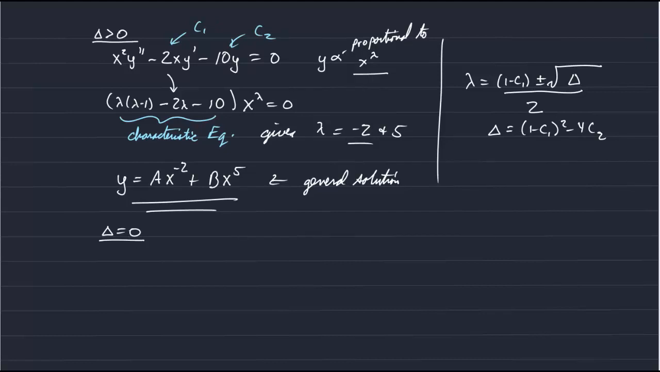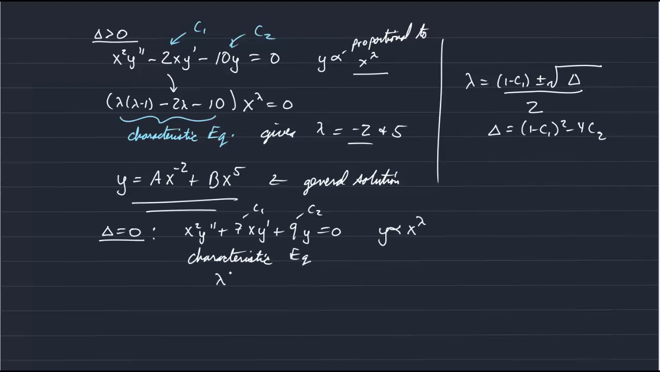Okay, so let's look at another example here. So here we have x squared y double prime. Our first constant is now positive 7. This is c1, and that's x y prime. And our second constant is positive 9. And again, assuming y is proportional to x raised to the lambda power, when we substitute this into this equation, we get the characteristic equation that lambda squared plus 6 lambda plus 9 is equal to 0.